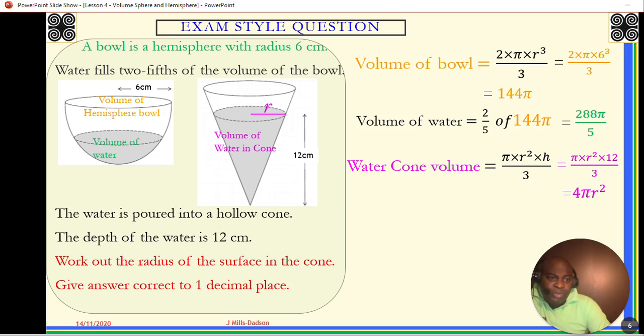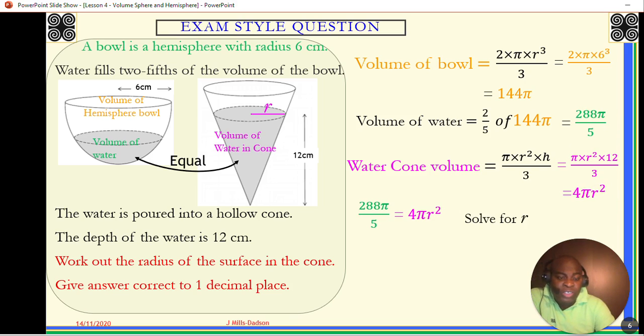Now, what you need to remember is that I now know the volume of the water in the cone as an expression. Looking at the question, the water inside the hemisphere is the same water inside the cone, and therefore the two should be equal. So I'm going to equate these two, 288 pi over 5 with 4 pi r squared. Then all I need to do is solve for r.